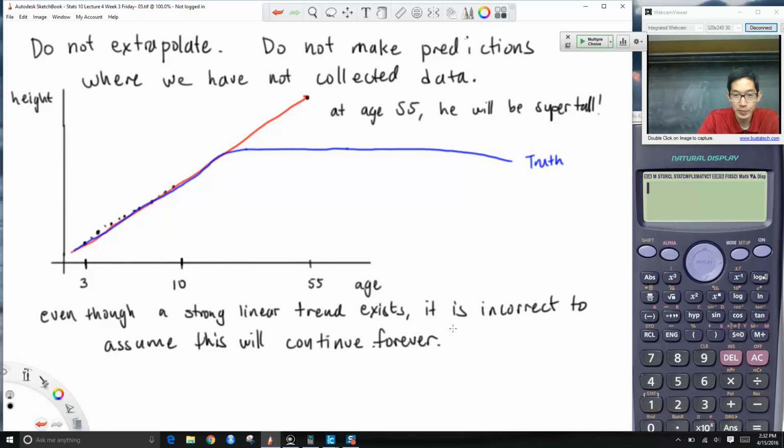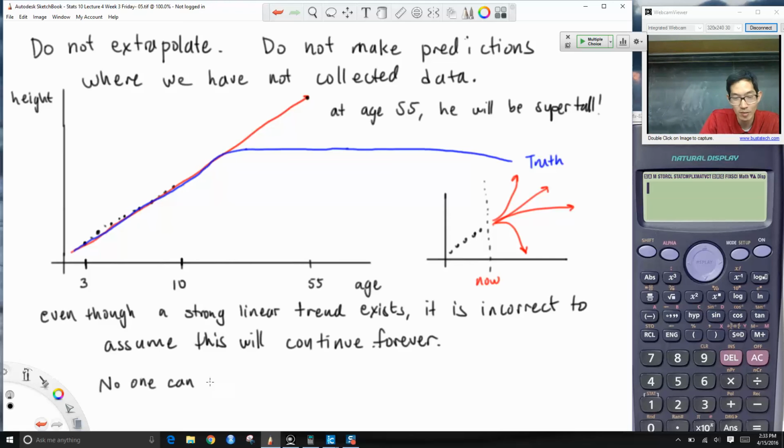So I'm going to just draw a little picture. We could see something like this, okay? And this could be now, all right? But as far as what happens into the future, sure, it could continue like that, but it could go like that. It could go like that. It could even go like that. We have no idea, okay? So no one knows what happens in the future, all right? If no one has told you that, then I'm telling you now, okay? No one can predict the future.